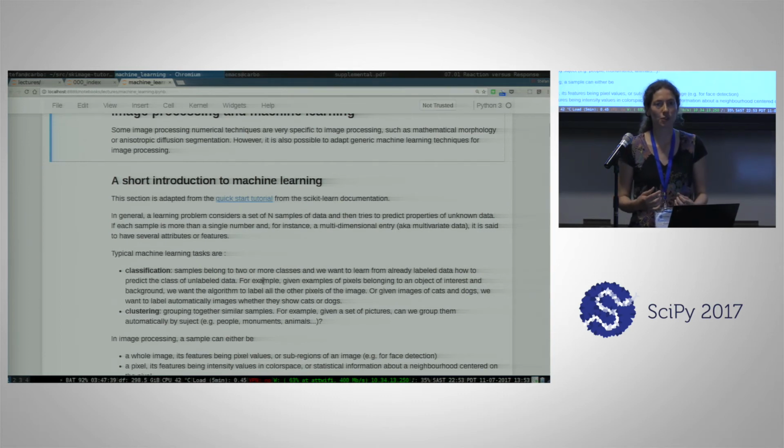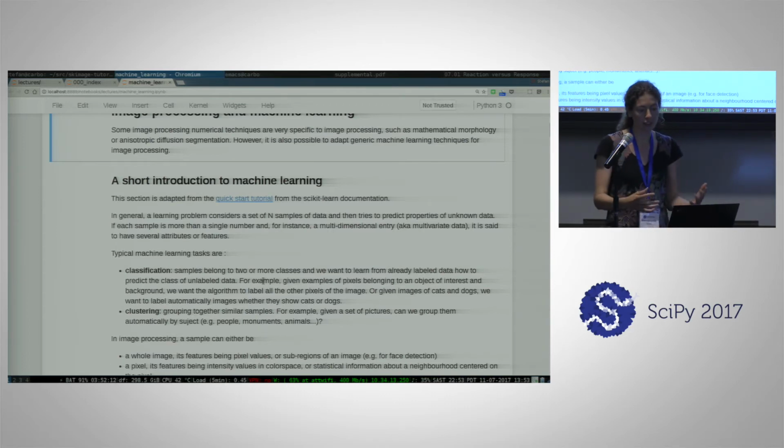What's important is that you can put this in a mathematical way. That is, the n samples of data can be either one sample equal to one single number, or you can have more than one number per sample. It will be a collection of, say, m numbers. And then we will call these m numbers features, or attributes, but we use the word features more, of the samples. Then, given this problem of n samples and m features, we'll have several typical machine learning tasks.